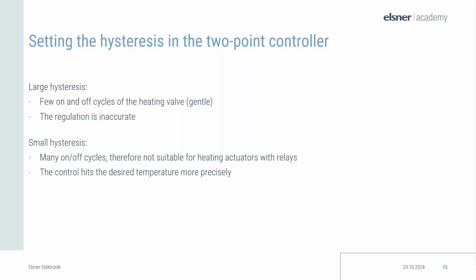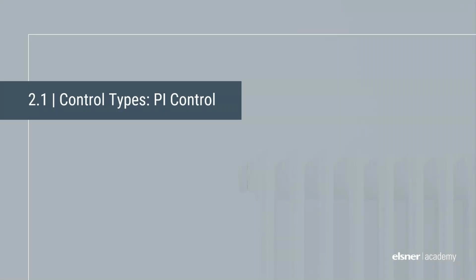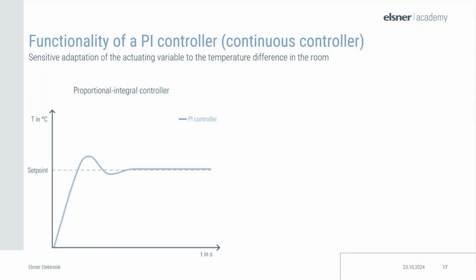Let's have a look at the PI control. A PI controller is a so-called continuous controller. For example, the actuating variable can assume any value from 0 to 100. In simple terms, this means that a continuous controller can not only switch on and off, but also sensitively adjust the control variables to the temperature difference to the room.